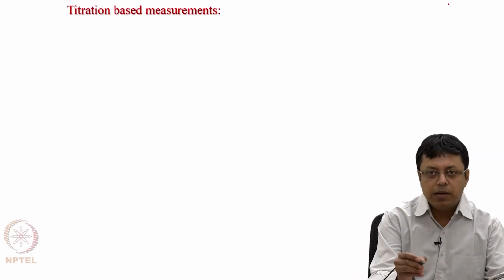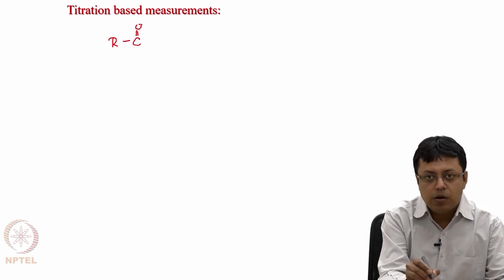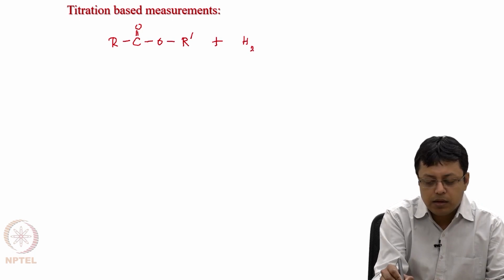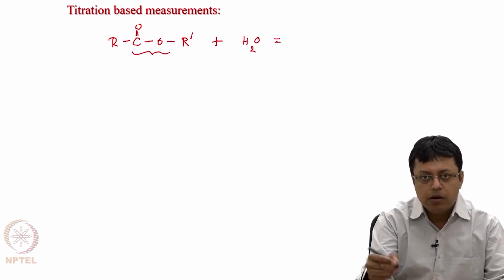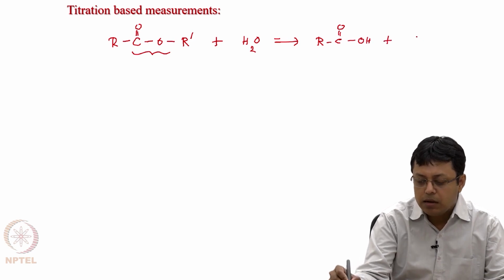So let's take a typical example. For example, we can discuss acid catalyzed or base catalyzed hydrolysis of esters, where this ester bond is broken, or one water molecule is inserted, and the reaction is overall that you get back your acid and the alcohol.